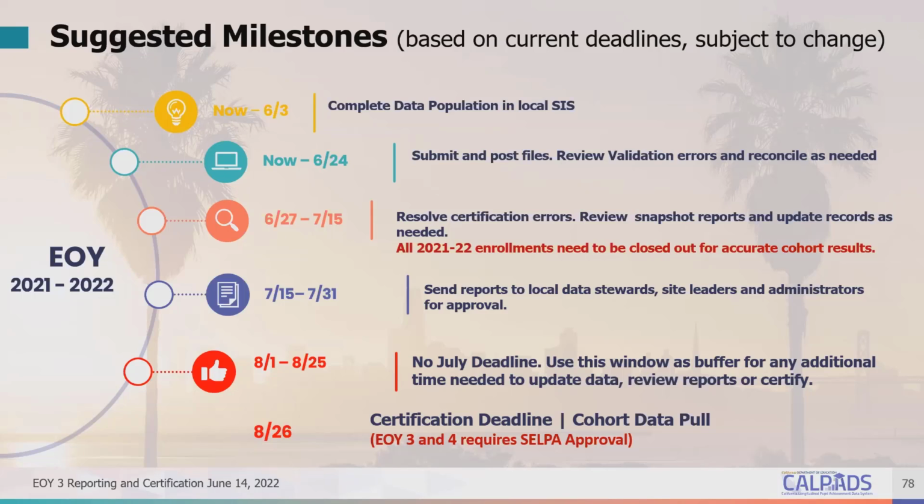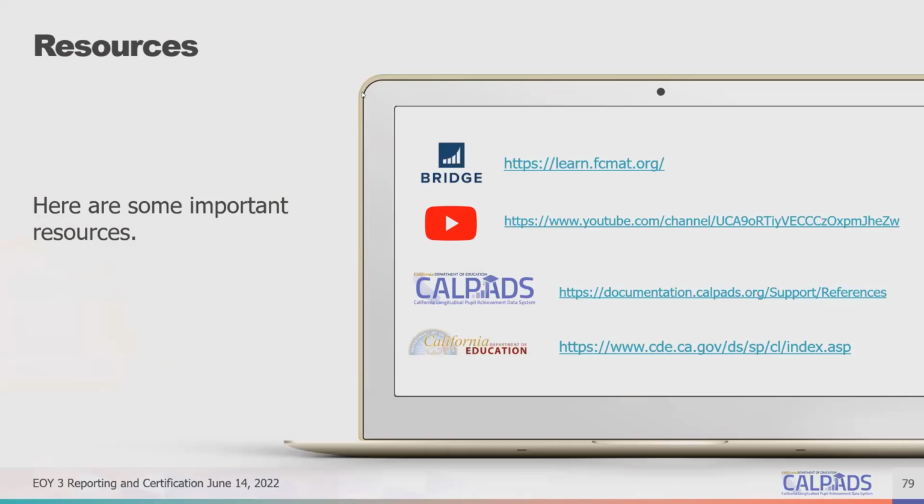And then in the month of August, we have no initial deadline, so we want to hopefully use August for small changes, update data as needed. Hopefully, you're not doing mass submissions, and primarily that's because you're also going to be enrolling students. You're going to start preparing for the next year in August if you haven't already. And then currently the certification deadline has remained unchanged. It's still your target date, 8/26. If you need any assistance along the way, we are there to help.